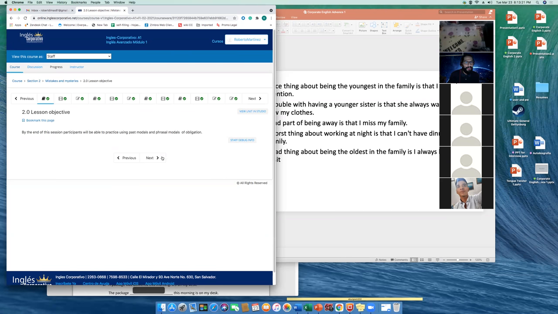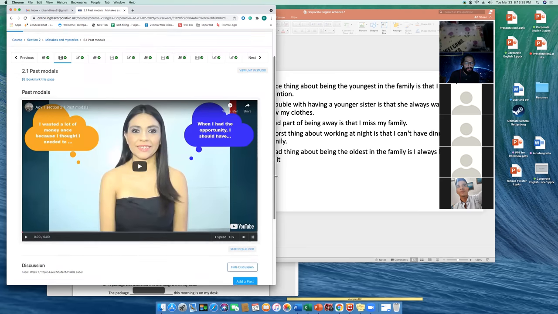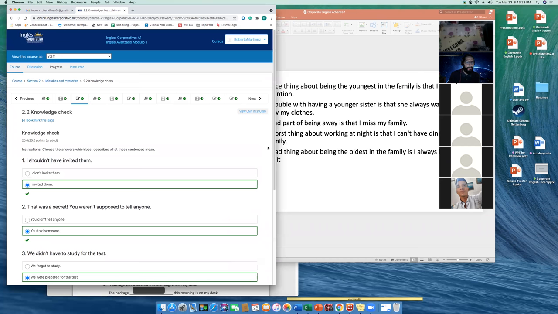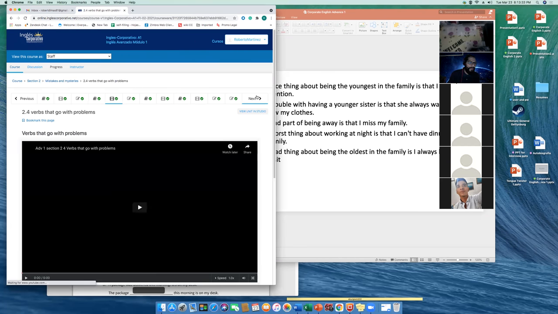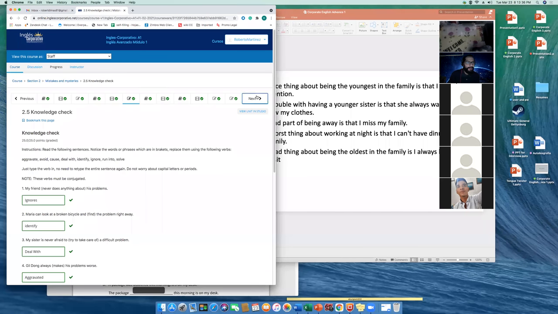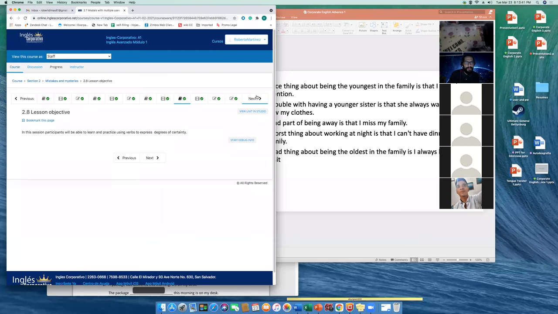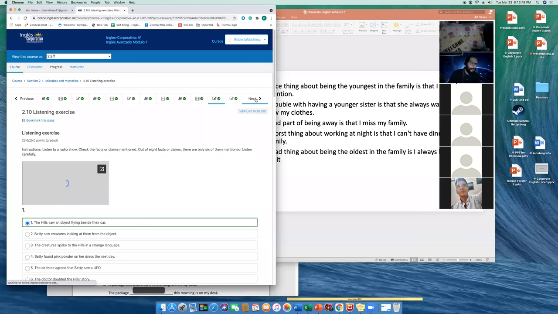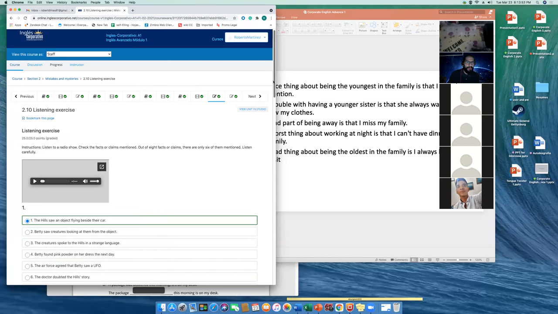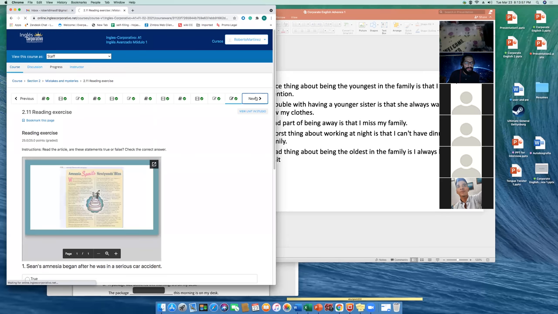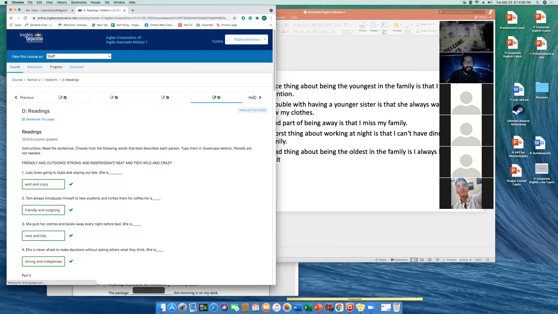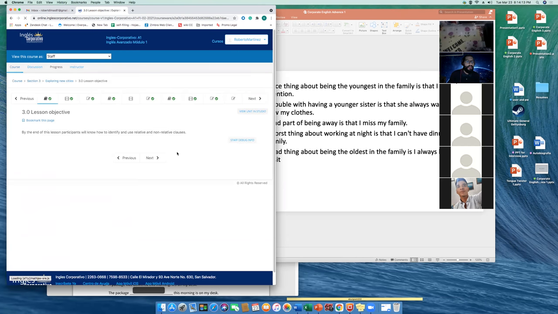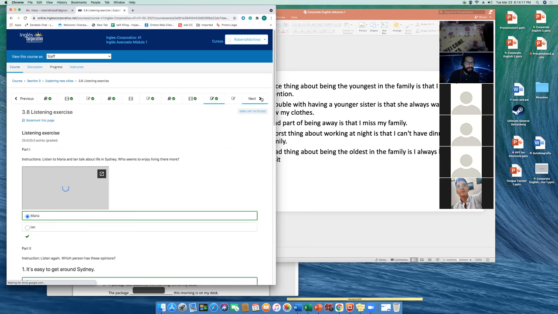Section 2 seems complete all the way. We passed models. Let me see here. Yeah, it looks pretty good. Verbs that go with problems, knowledge checks, lesson objectives, models with multiple uses, a little bit of verbs of belief, listening exercises. I believe you guys completed these on your own. And then 2.11, the reading exercise. And then in section 2, we also get the midterm. We're going to fly right through it. And we're going to come to section number 3. Section 3 is also complete. I think we're missing a little bit here.